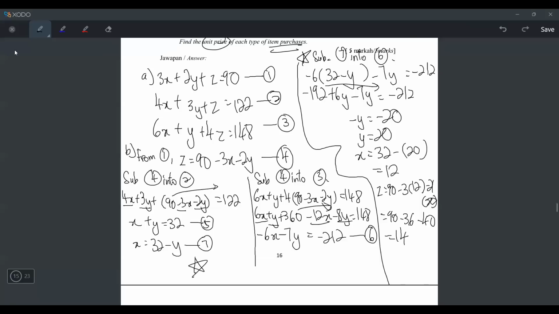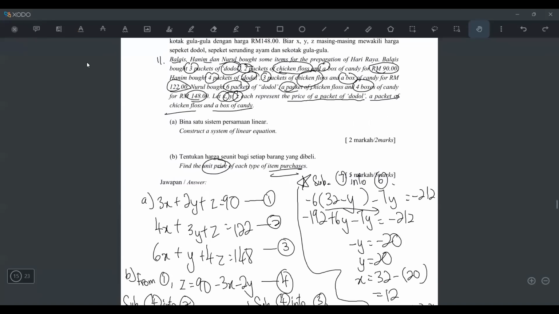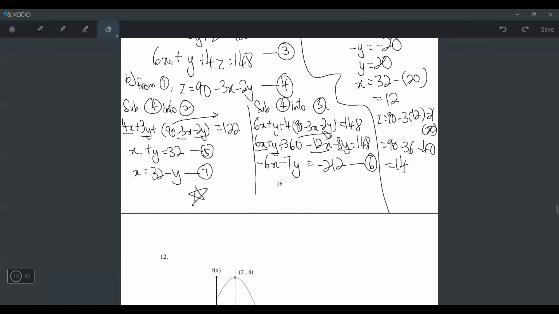So what they want? Find the unit price of each item purchased. So it means find the XYZ punya value lah. So we can write okay. Wait, so we can write what? We can write x equals RM12. This is the price of dodol. One packet dodol is 12 ringgit. And then y, one packet of chicken floss, RM20. And then one box of candy. Okay, RM20 is the chicken floss.